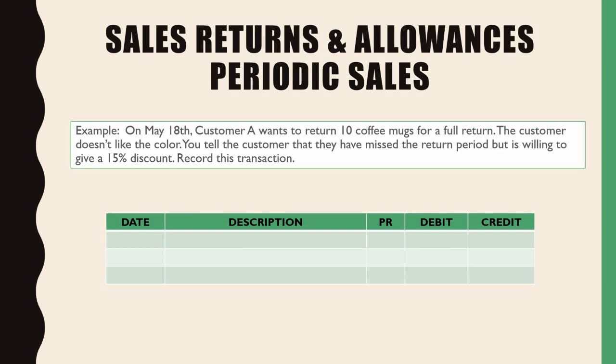Okay. So again, often a lot of stores will give them a coupon to come back to the store. That's also considered an allowance. Or a rain check. But in this case, right?